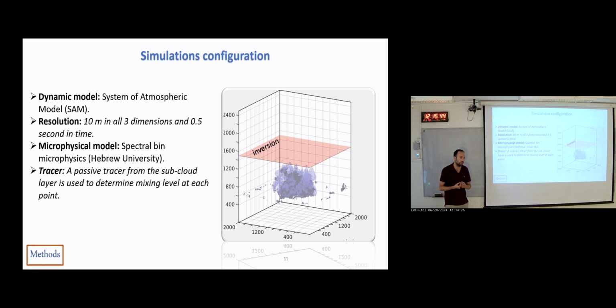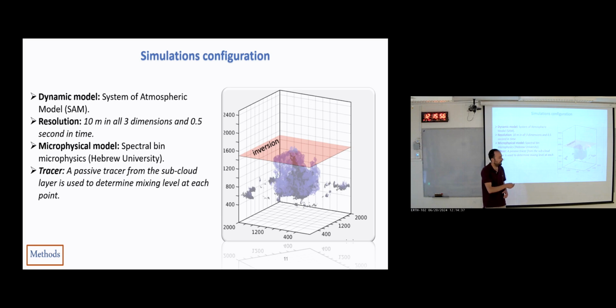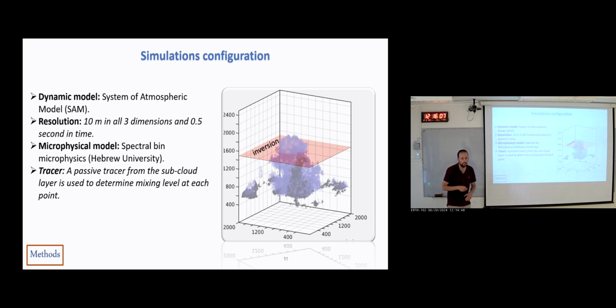So the methodology, the way we chose to do it, is by simulating single clouds, so it's very theoretical, but it's also very easy to analyze. It's very much a toy model, but it's an LES model, so it solves the turbulence very well, and it's very high resolution. We run the clouds at 10-meter resolution in all 3 dimensions, and half a second in time. This is very high.